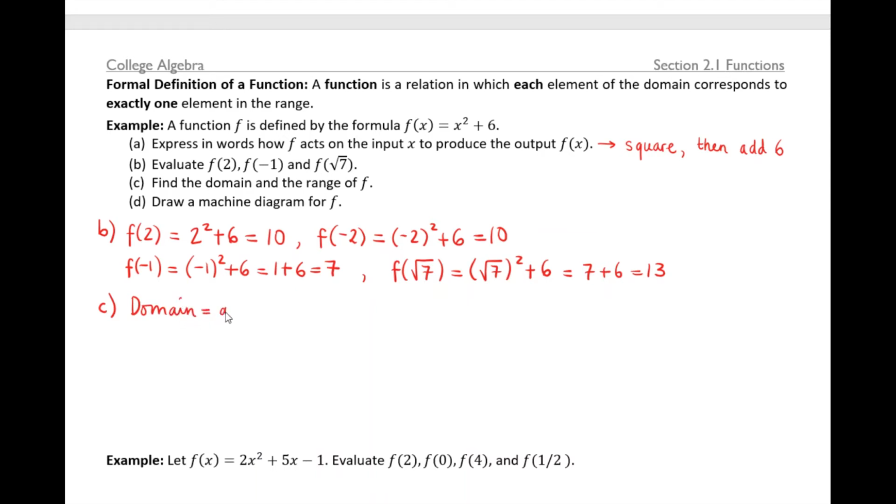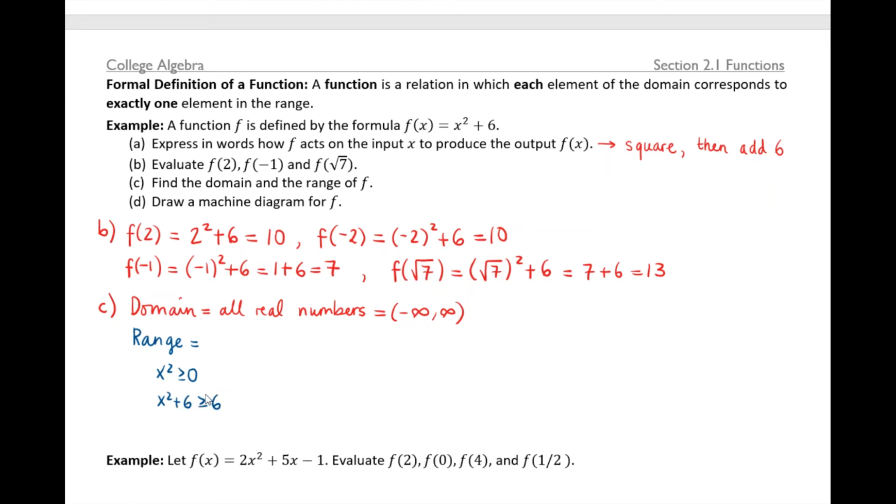We just write it as all real numbers, or we just write it this way: negative infinity to infinity. Now, if you want to find the range, just be careful. You see you have x squared plus 6, and that's your output, and x squared is greater than or equal to 0. So that means x squared plus 6 will be greater than or equal to 6.